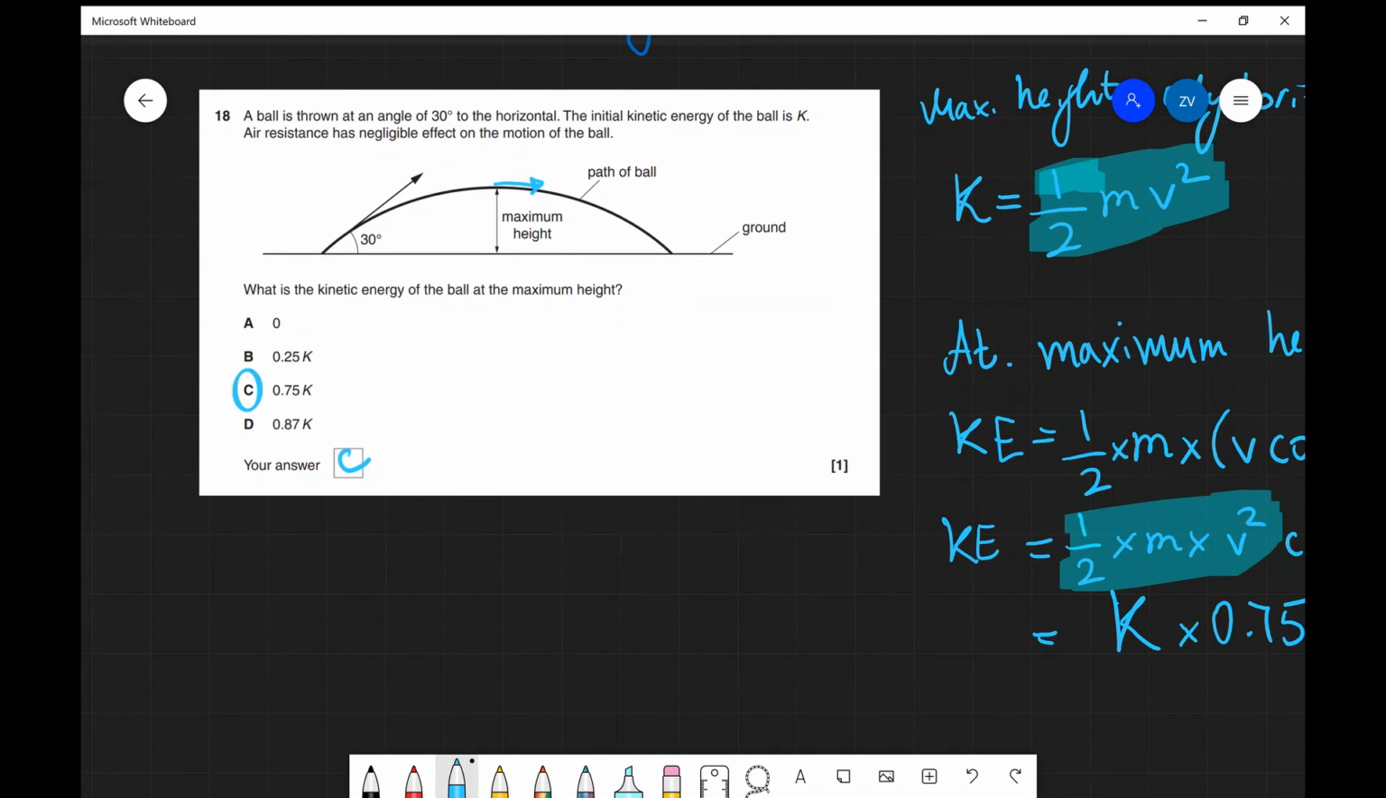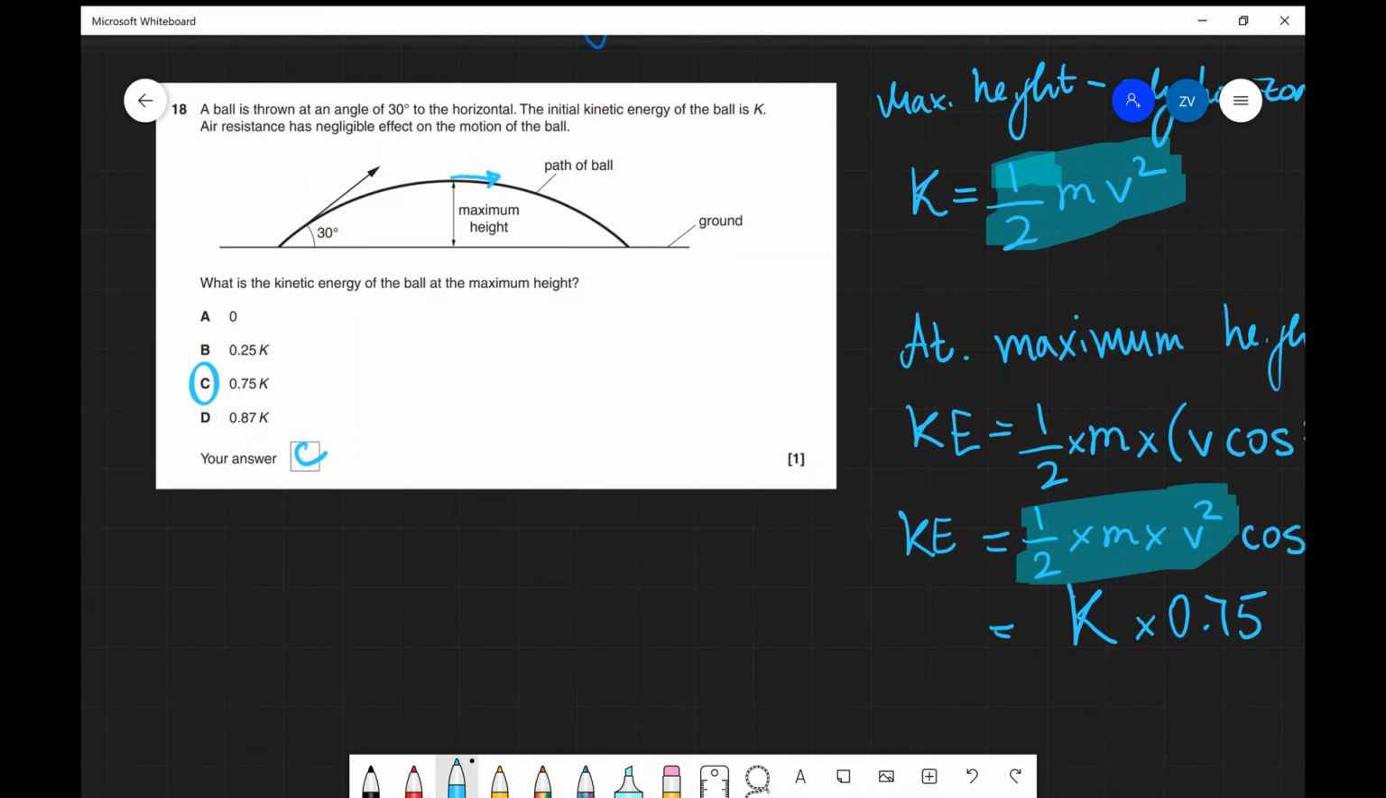If there was air resistance, this horizontal vector will probably be decreasing a little bit as time goes on. But in this case, in the perfect world with negligible air resistance, then the horizontal component remains absolutely the same. So the correct answer is C.